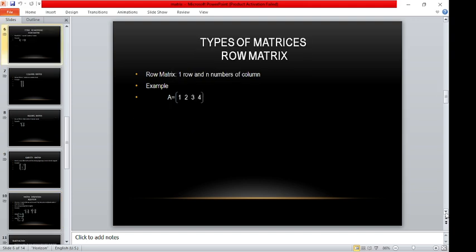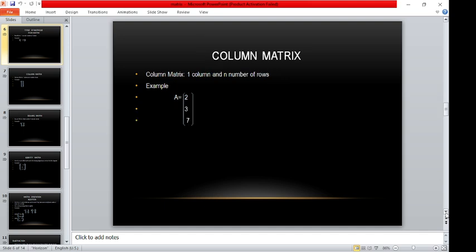We are going to discuss the types of matrices. The first one is the row matrix. A row matrix has 1 row and n number of columns. Example, matrix A has elements 1, 2, 3 and 4. This matrix A has 1 row and 4 columns.